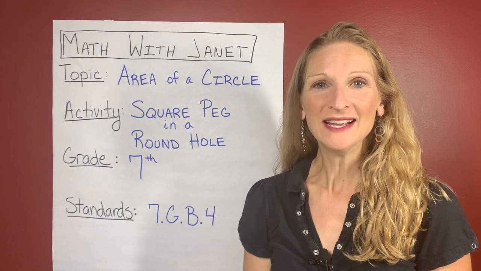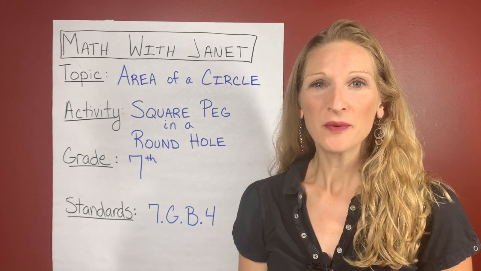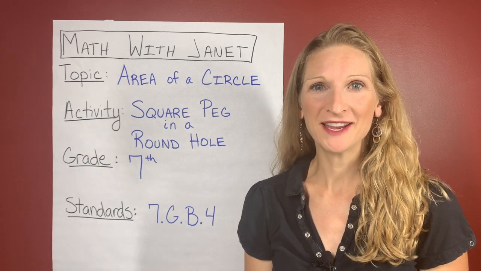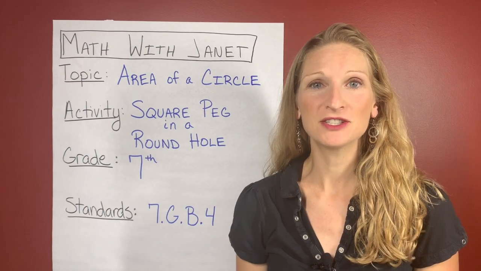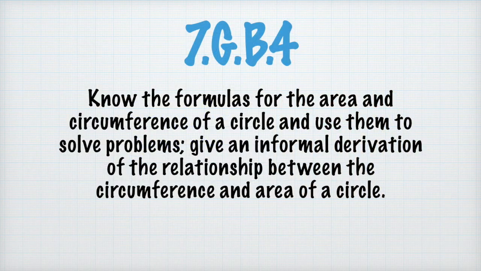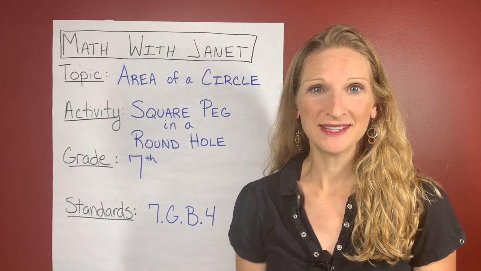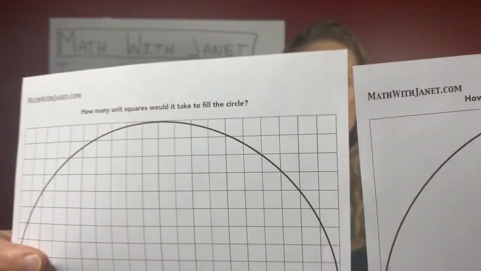I'm Janet Moore. Today's topic is the formula for the area of a circle. We are going to do part one of a two-part activity called Square Peg in a Round Hole. This activity is designed for 7th grade students and targets the standard 7.G.B.4.